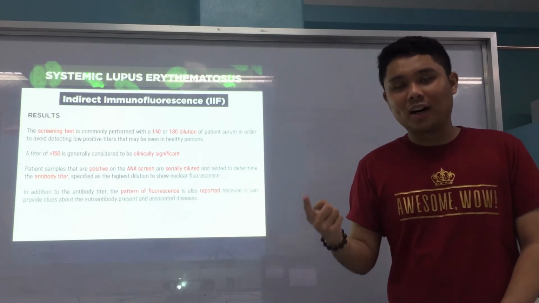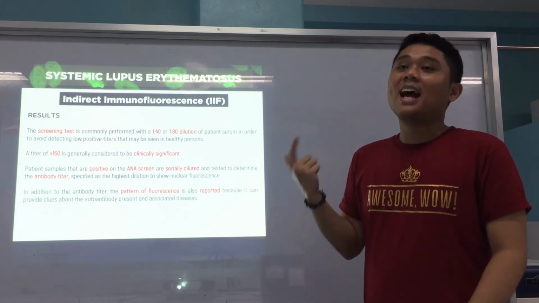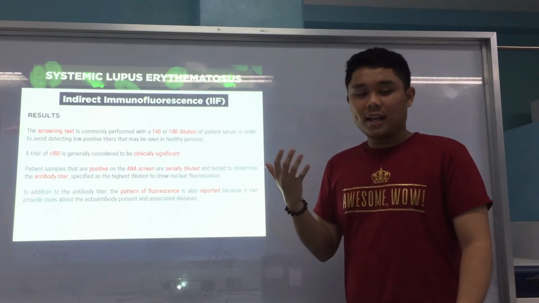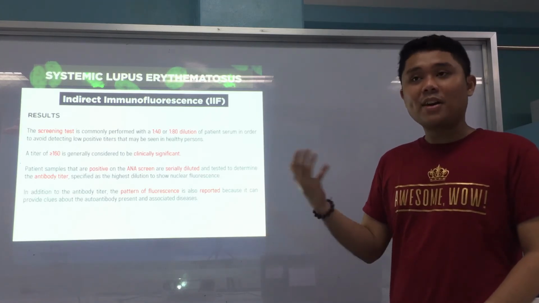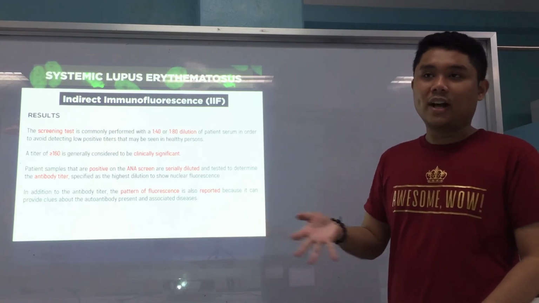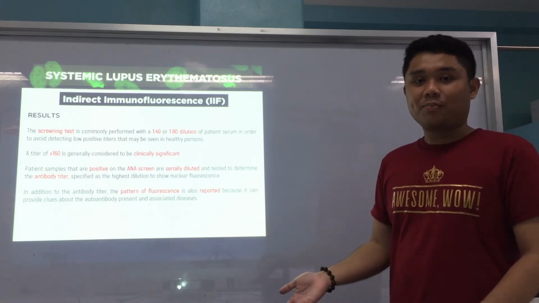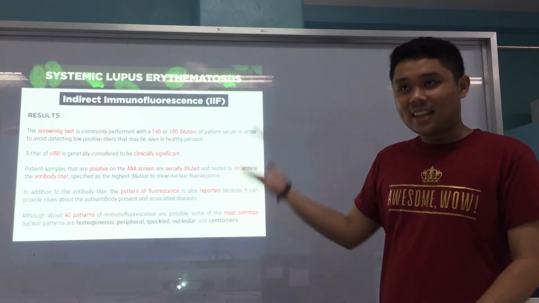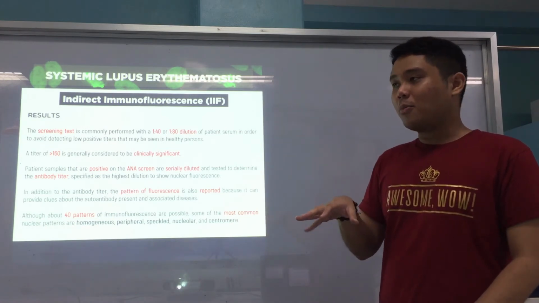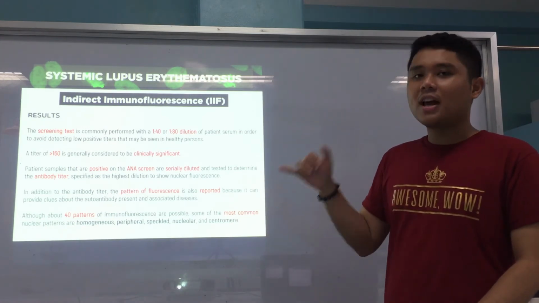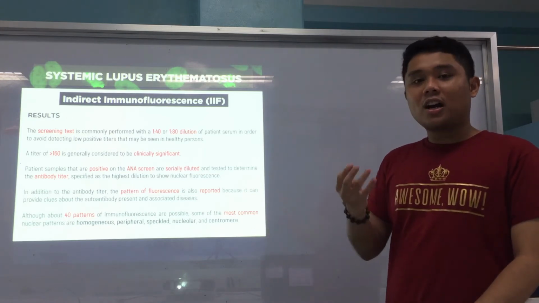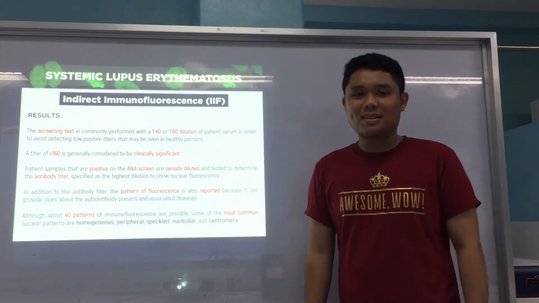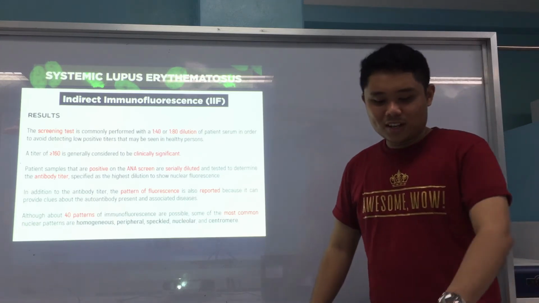This is what we're focusing on, because this is what comes out in the boards. The pattern of fluorescence can tell you which autoantibody is present, and eventually what type of autoimmune disease, whether it's really SLE or something else. There are about 40 patterns of immunofluorescence in this test, but we'll focus on the 5 more common ones: homogeneous, peripheral, speckled, nucleolar, and lastly the centromere pattern. These patterns come out in the boards.